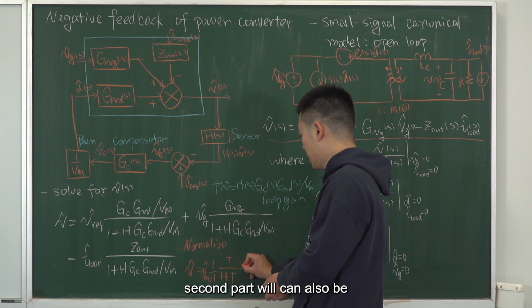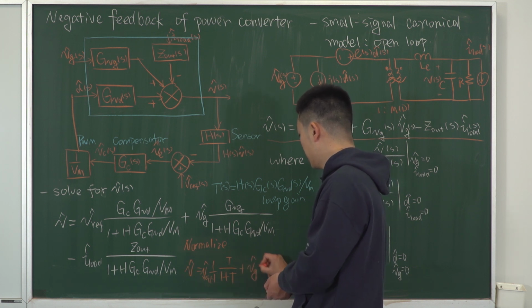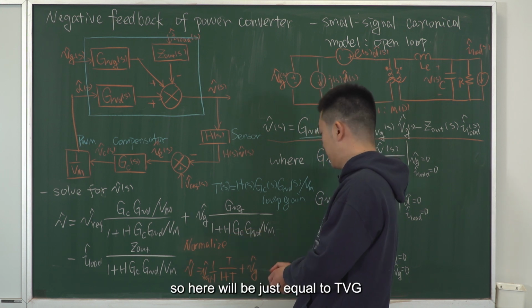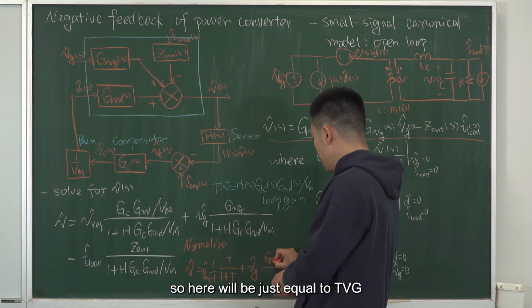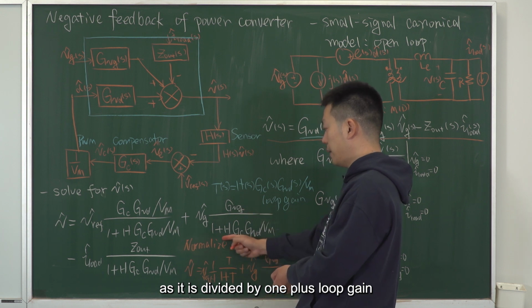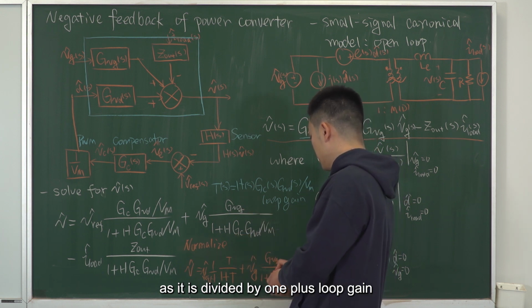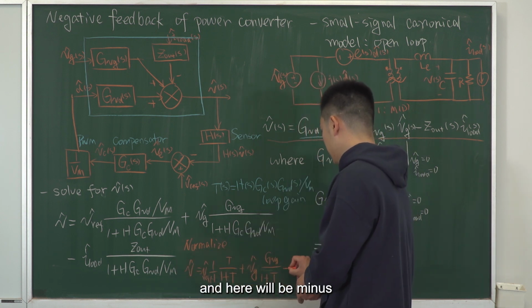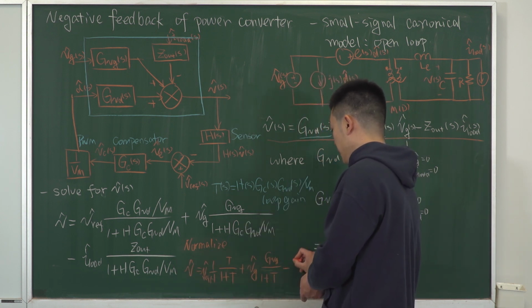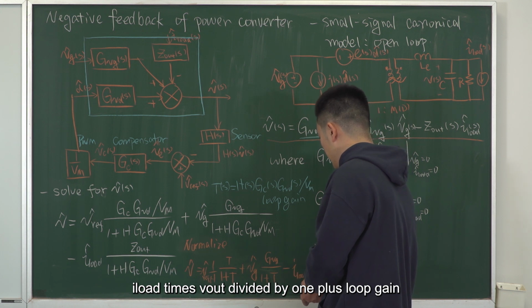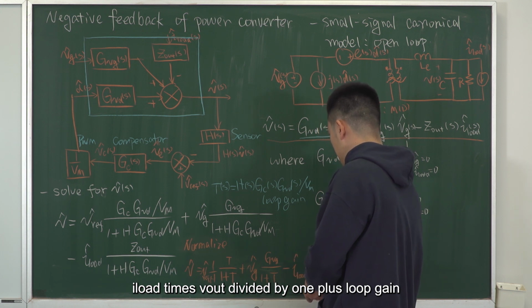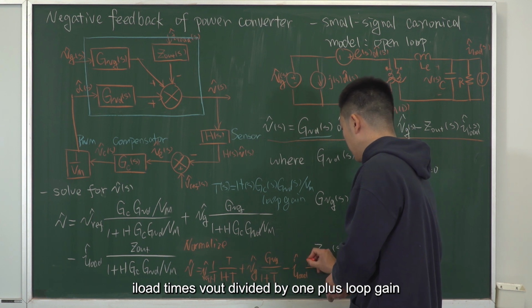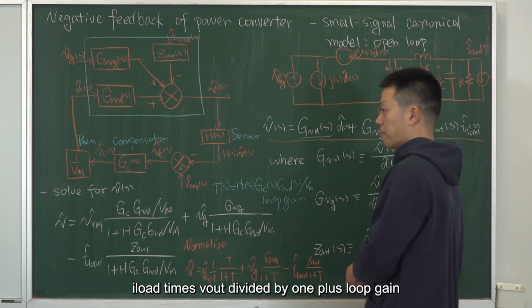The second part can also be simplified as the line input. So here it will be just equal to GVG divided by 1 plus loop gain. And here will be minus I load times Z out divided by 1 plus loop gain.